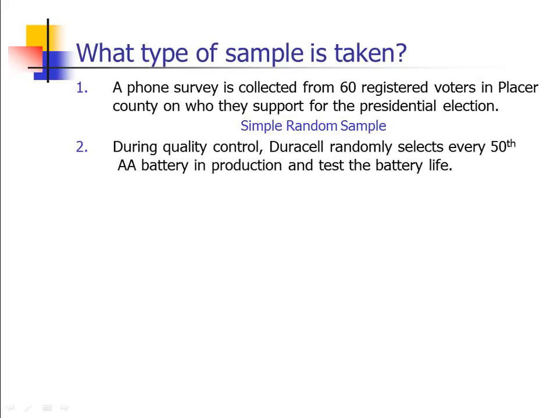Quality control, every 50th battery in production. This is an example of a systematic sample. They're taking every 50th one.